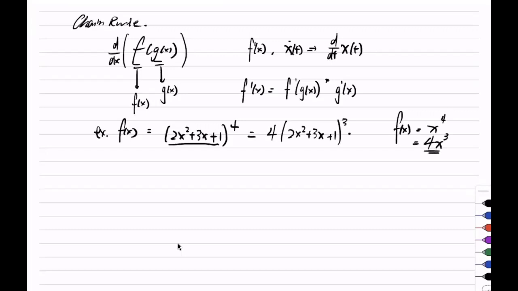Now we need to multiply by another term, which is g prime, the derivative of the inner function. We write g prime of x as 4x plus 3. And then we just put them all together. There you have it. You successfully applied the chain rule to find the derivative of the given composite function.